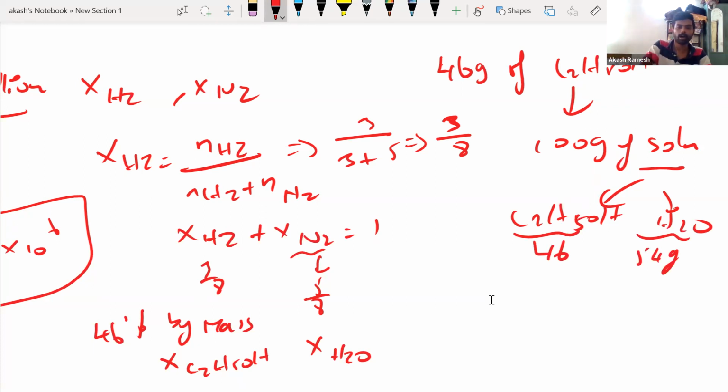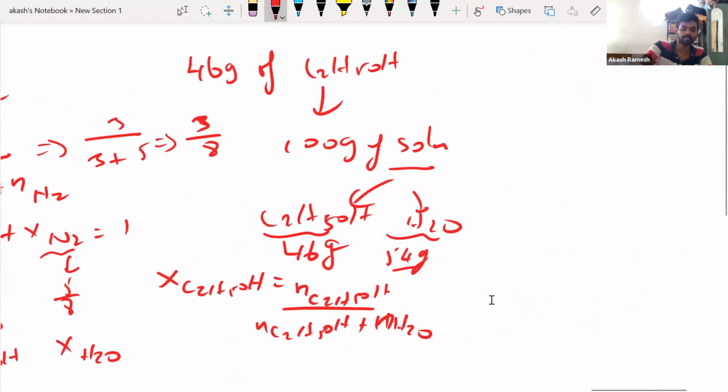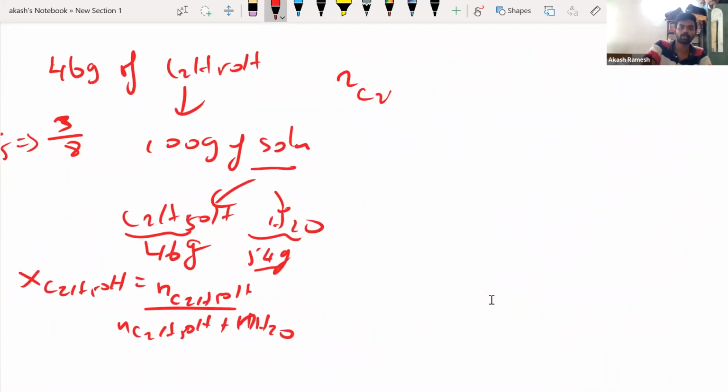Now, for calculating X of C2H5OH, it would be number of moles of C2H5OH divided by number of moles of C2H5OH plus number of moles of H2O. So now I know the mass. I know 46 grams is the mass of C2H5OH and 54 grams is the mass of H2O. But I have to calculate the number of moles. And I know number of moles is this. Number of moles of C2H5OH would be given mass by molecular mass. Given mass is 46, just now we calculated, divided by molecular mass of C2H5OH.